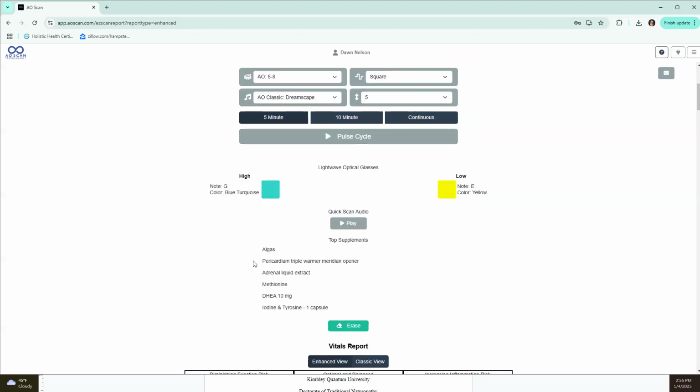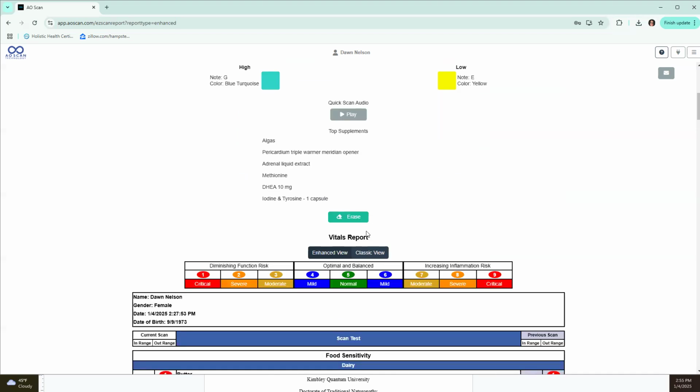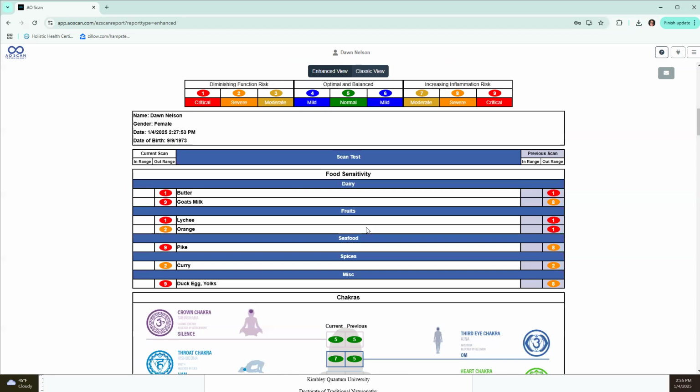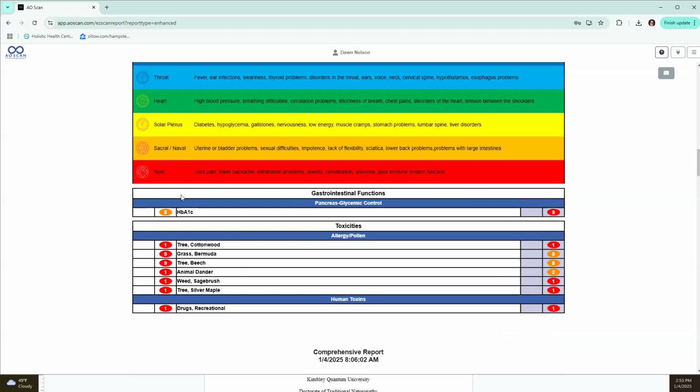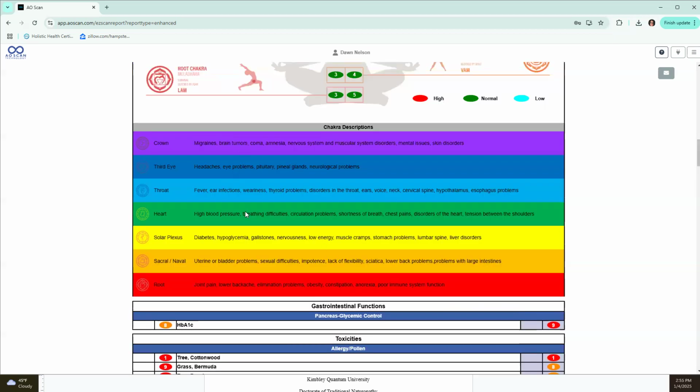Top supplements that came up. Okay. From the library that I have built. Food sensitivities, this is during that one. So you see how it changed from one to the other, right? Because the body's always changing. Chakras balanced. And it tells you, right? It tells you what each chakra is.